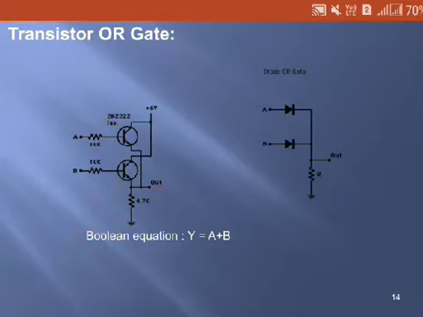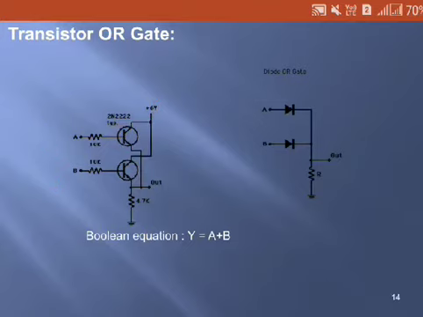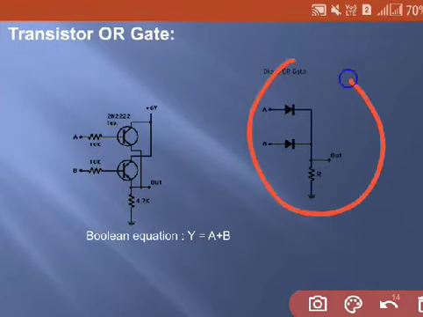Similarly, for last combination, for 1 1 combination of inputs, since both the transistors are on, output is connected to VCC like this, and output is also connected to VCC like this, so that overall we'll be getting the output of the OR gate as logic 1. So for all the combinations, it is satisfying the OR operation for 0 0, 0 1, 1 0, and 1 1. And you can also analyze the same thing for even this diode OR gate.